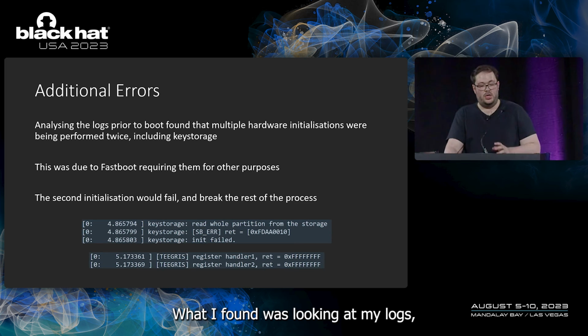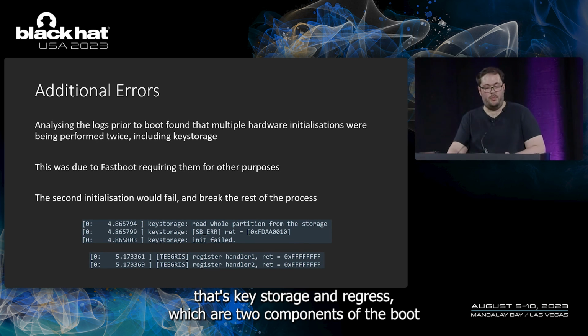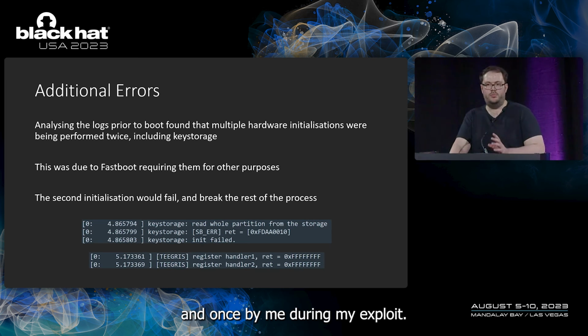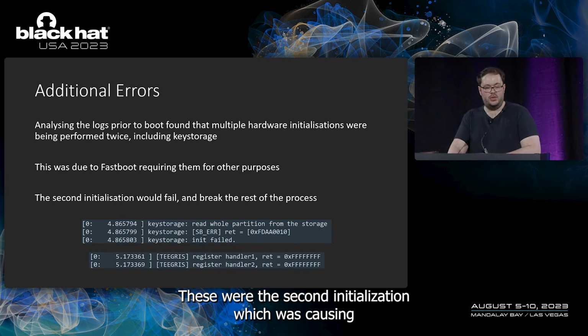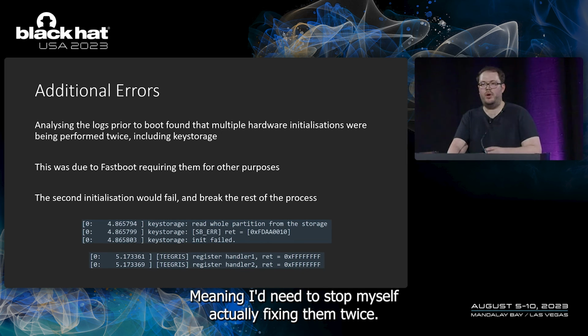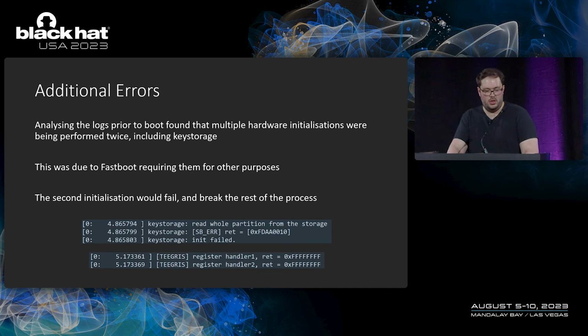What I found, looking at my logs, was that keystorage and tgris, which are 2 components of the boot process, were being called twice, once by the standard boot functionality and once by me during my exploit. This second initialization was causing the rest of the state machine of these particular components to fail, meaning I'd need to stop myself executing them twice.